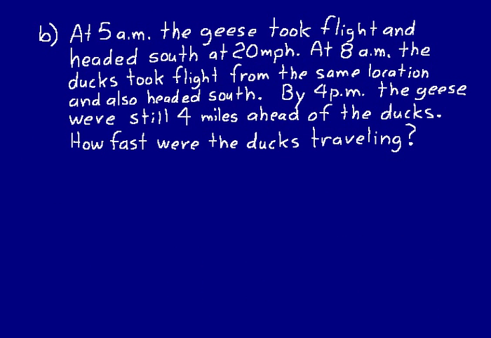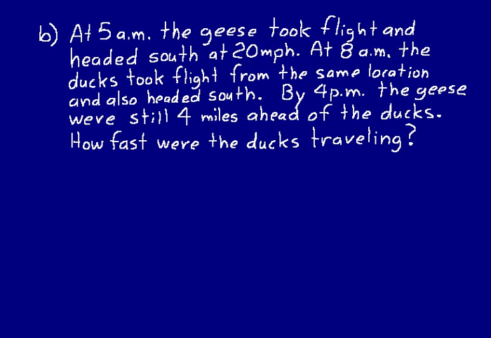Let's do one more. Let's read it through first one time. At 5 a.m., the geese took flight and headed south at 20 miles per hour. At 8 a.m., the ducks took flight from the same location and also headed south. By 4 p.m., the geese were still 4 miles ahead of the ducks. How fast were the ducks traveling?